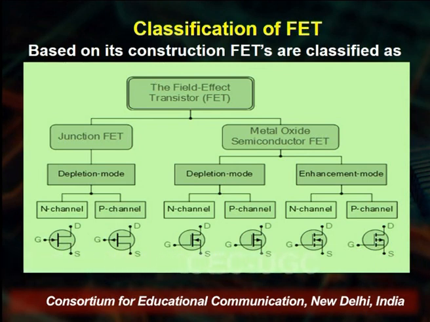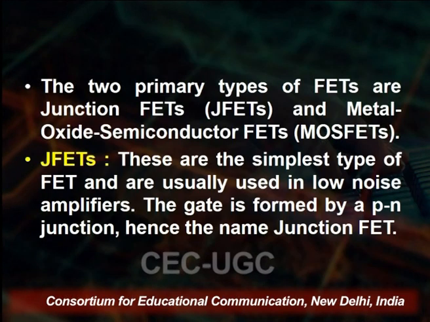So, you see on the screen the basic symbolic representation of the N channel, where the arrow is going opposite to the gate, but in the P channel it is moving towards the gate. You can see N channel and P channel for the metal oxide, and all have different symbols. You see G for the gate, D for the drain, and S for the source. So, these are the basic classification of the FET.